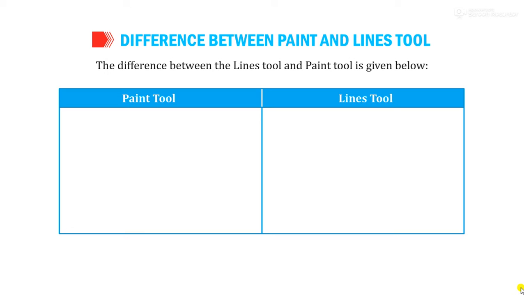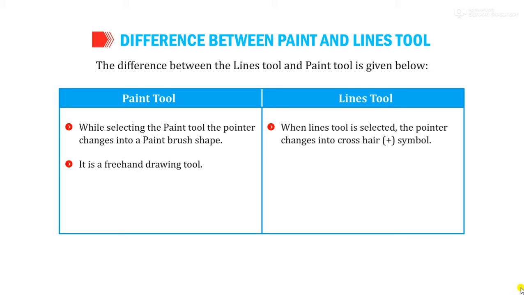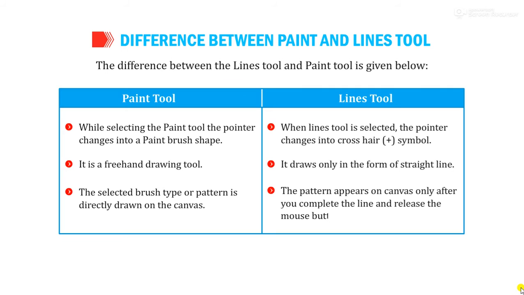Paint tool, Lines tool. While selecting the Paint tool, the pointer changes into a paint brush shape. When Lines tool is selected, the pointer changes into crosshair plus symbol. It is a freehand drawing tool. It draws only in the form of straight line. The selected brush type or pattern is directly drawn on the canvas. The pattern appears on the canvas only after you complete the line and release the mouse button.